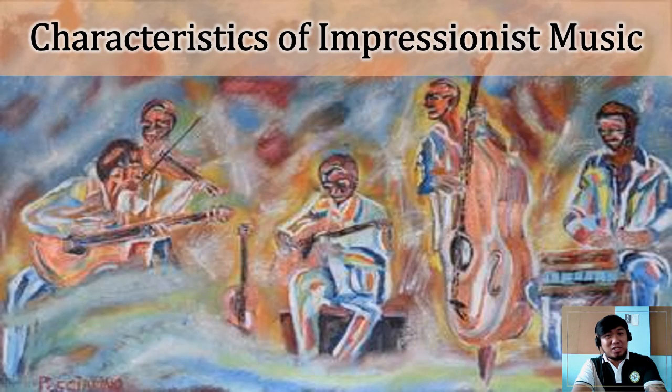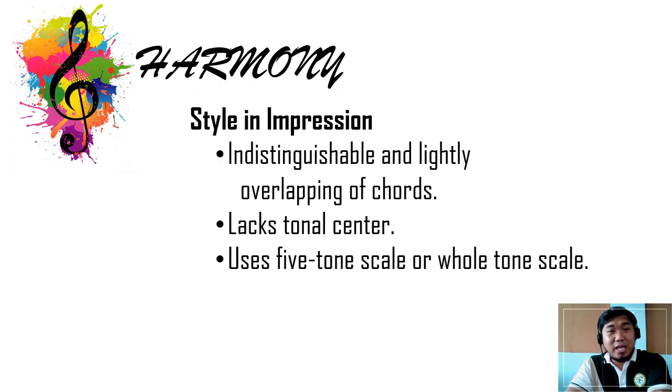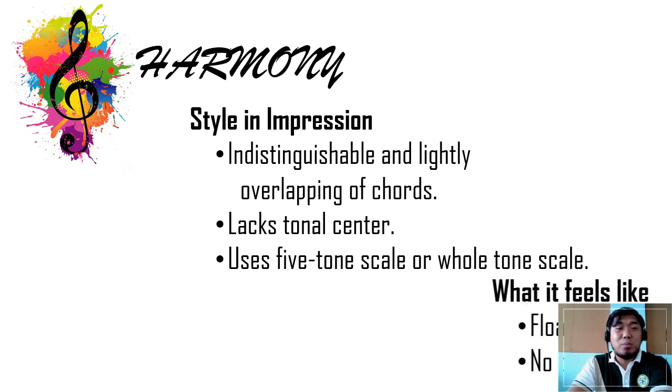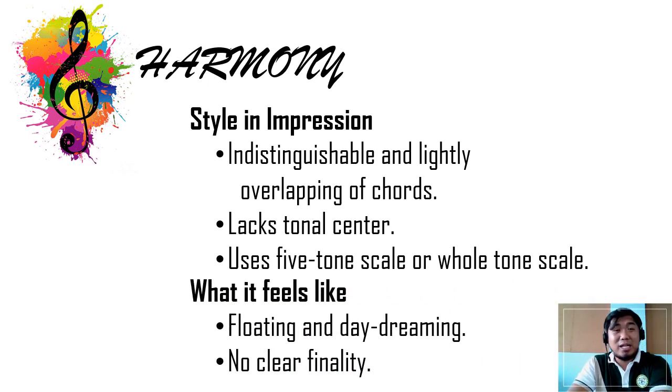So now let's discuss the characteristics of Impressionist music. So the harmony cannot be easily distinguished and the chords are overlapping lightly. So it doesn't have a tonal center and uses 5-tone or whole tone scales. So pag nakikinig tayo ng Impressionist music, para tayong nagdi-dreaming o nananaginip ng gising. At pakiramdam natin ay para tayong nakalutang. So, wala siyang malinaw na katapusan at may pagkakatulad siya sa musika ng Scotland, China at Ireland.